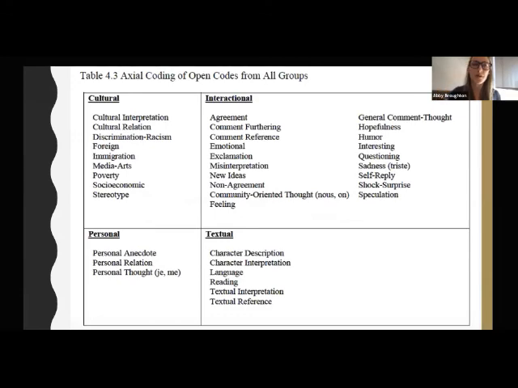And after I read all of their comments and interactions, I was able to axial code it into 4 different categories. So of all of the comments that students were making, they either fell into a cultural analysis, an interactional analysis where they're talking to one another, something that was personal, where they're relating it to themselves, or specifically textual, where they're pointing out language instances or referring back to the text.